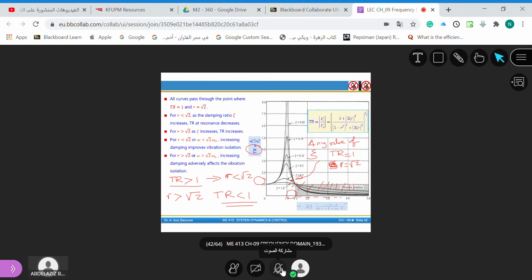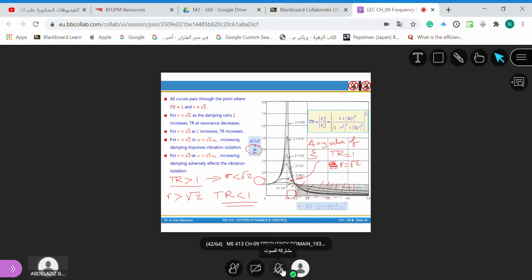So if you increase the value of R, or if you increase the frequency of the input, you will have reduction. The magnitude will be reduced.